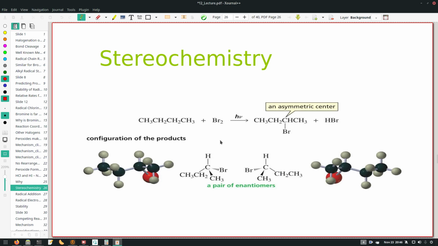Our radical, whenever it's created, and we're talking about that particular radical, would be sp2, so trigonal planar in its shape. And because it's trigonal planar, when that bromine comes in there from our bromine, in that second propagation step, it could attack on the top or the bottom. So we always get enantiomers here, and we are expecting a perfect ratio, so we are expecting this to be a racemic mixture. Equal parts R, equal parts S.